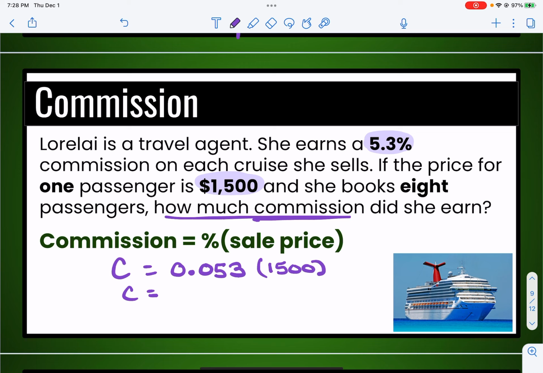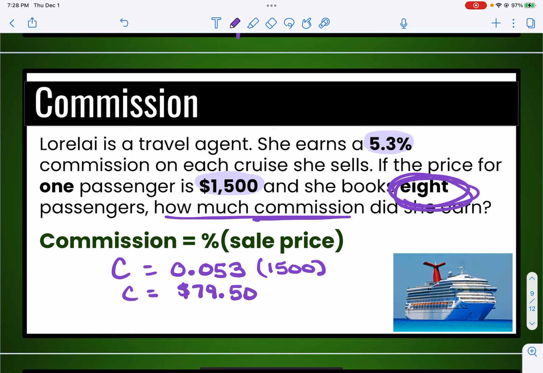And if I multiply it, I figure out that the lovely Lorelei is going to make $79.50 commission on one passenger. Oh, but wait. This problem doesn't ask me for one passenger. I'm not done yet. It actually asks me for 8. How much commission is she going to earn if she sells 8 tickets to this cruise?